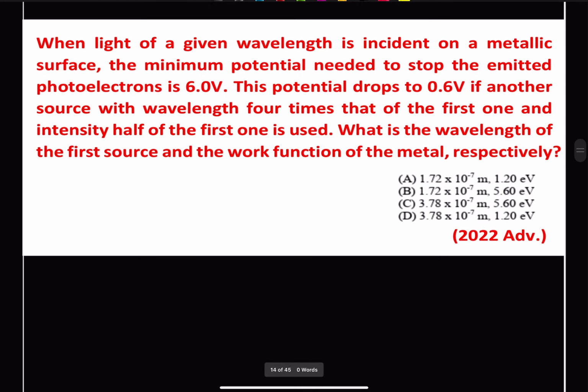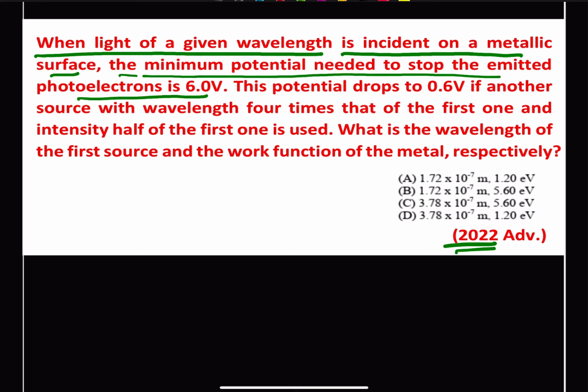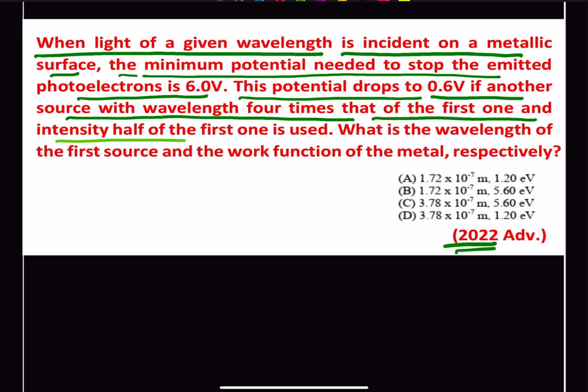Next question. It was also asked in the year 2022, and it states that when a light of a given wavelength is incident on a metallic surface, the minimum potential needed to stop the emitted photoelectrons is 6 volt. This potential drops to 0.6 volt if another source with wavelength 4 times that of the first one and intensity half of the first one is used. What is the wavelength of the first source and the work function of the metal respectively?